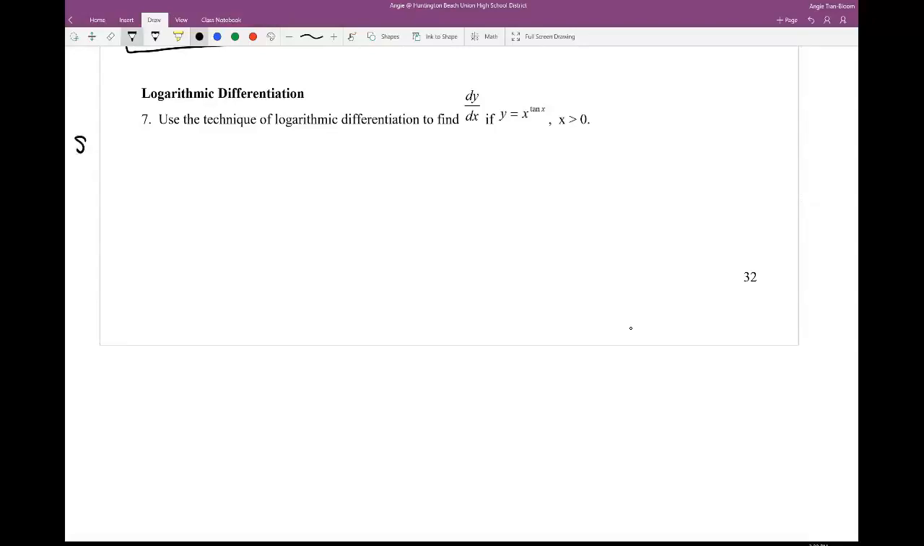So step 1, I'm going to spell everything out because it is quite challenging. Step 1, I'm going to write the equation. So y equals x to the power of tangent of x. Now for this one, I can't really use my exponent rule, just to keep that in mind, okay?